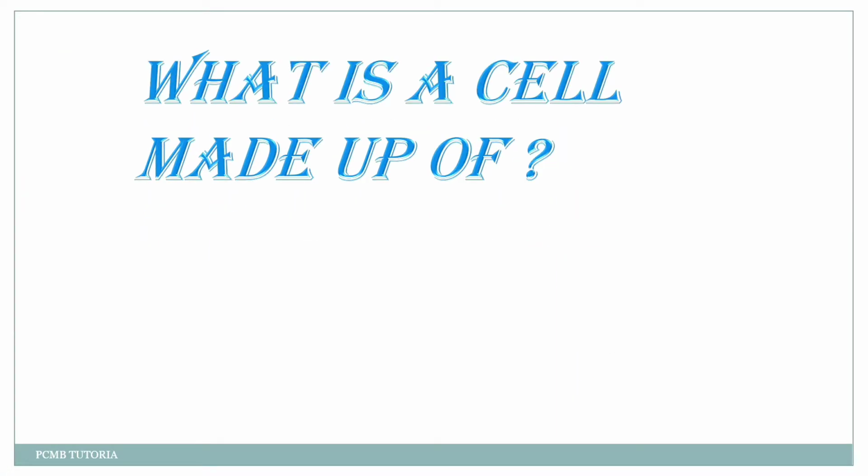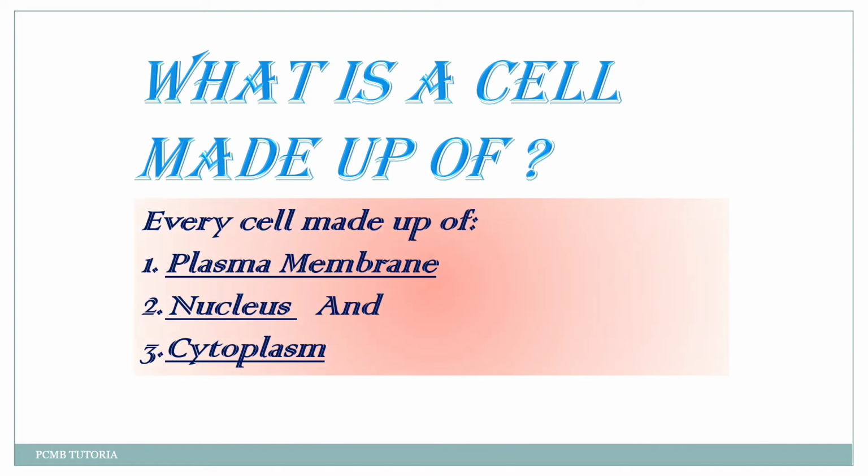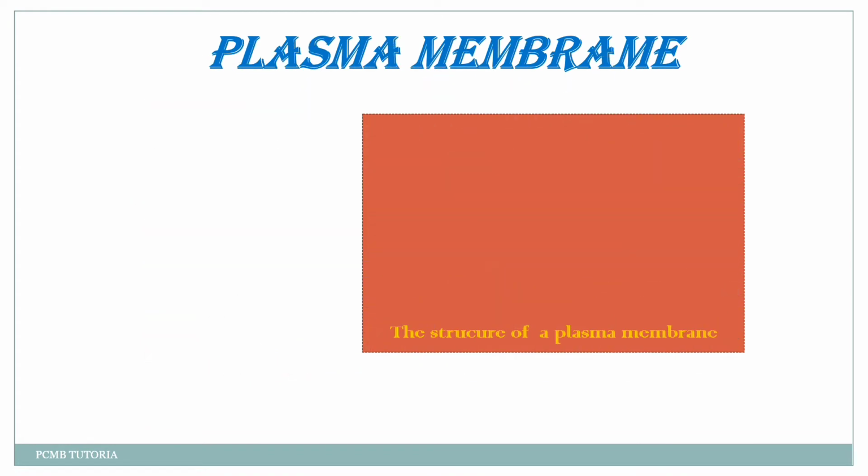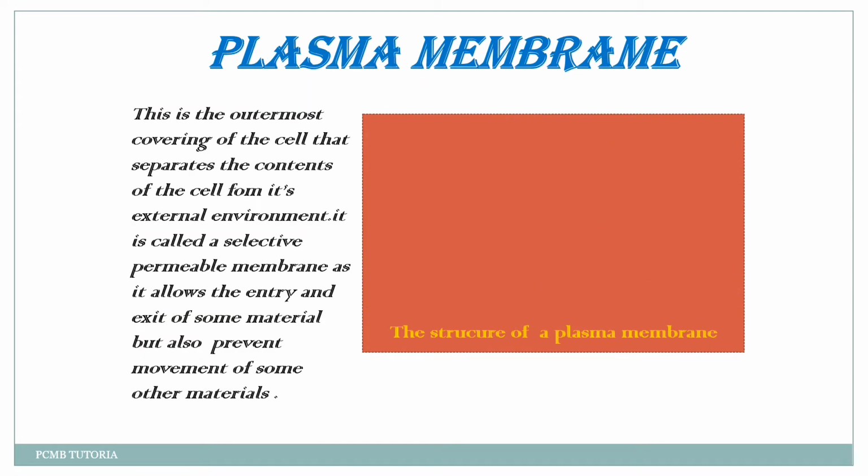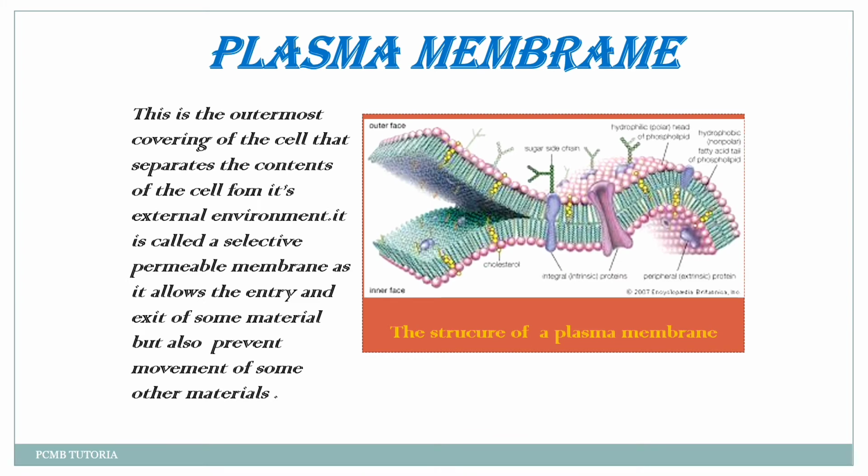So, what is a cell made up of? Every cell is made up of plasma membrane, nucleus and cytoplasm. So, what is the plasma membrane? The plasma membrane is the outermost covering of the cell that separates the content of the cell from its external environment. It is called a selectively permeable membrane as it allows the entry and exit of some materials but also prevents movement of some other materials.